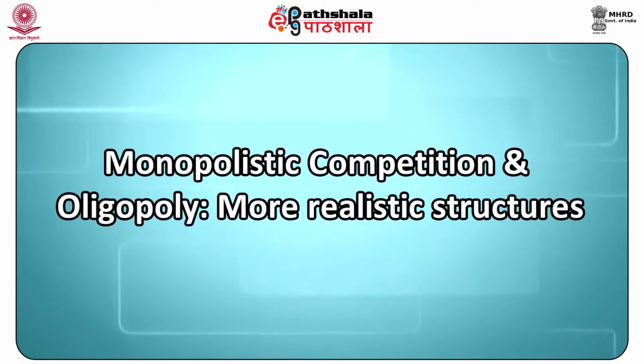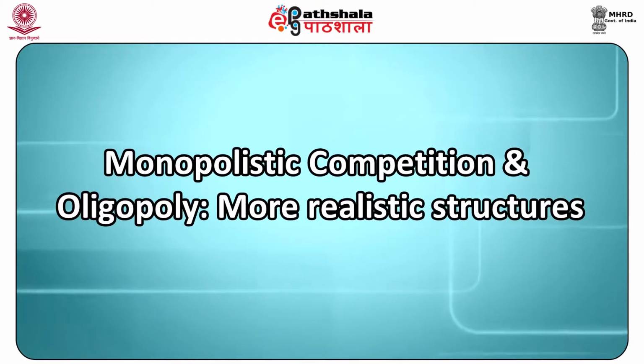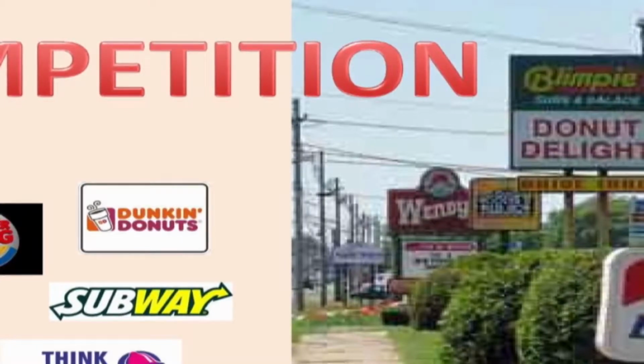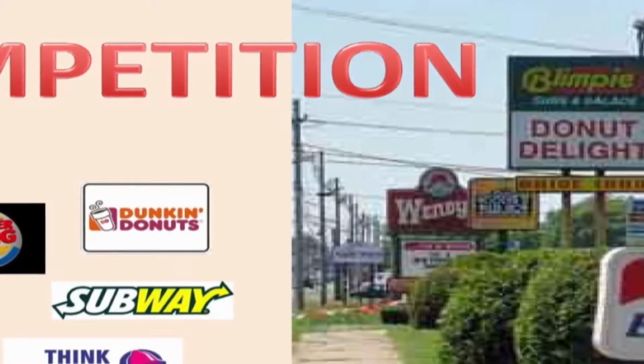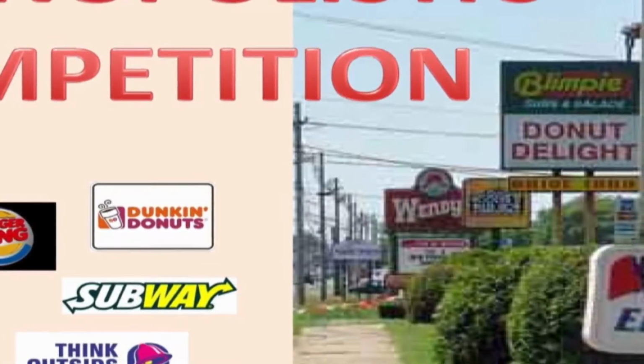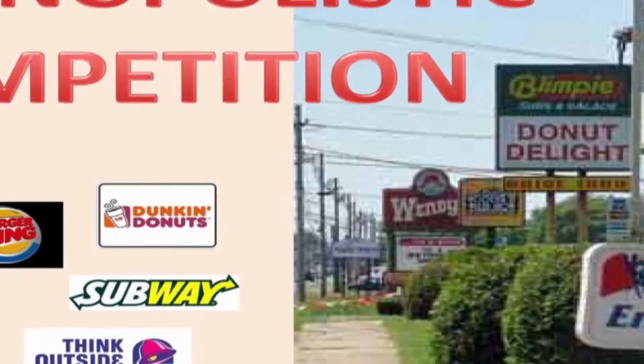Next is monopolistic competition and oligopoly, more realistic structures. While perfect competition and monopoly are the two extremes of the market structures, monopolistic competition and oligopoly are midway between them. We discuss the features of the two market structures in the subsequent subsections. Monopolistic competition. Monopolistic competition is the kind of market structure where there are many sellers who are all selling the same product, but the product is not homogeneous or identical.